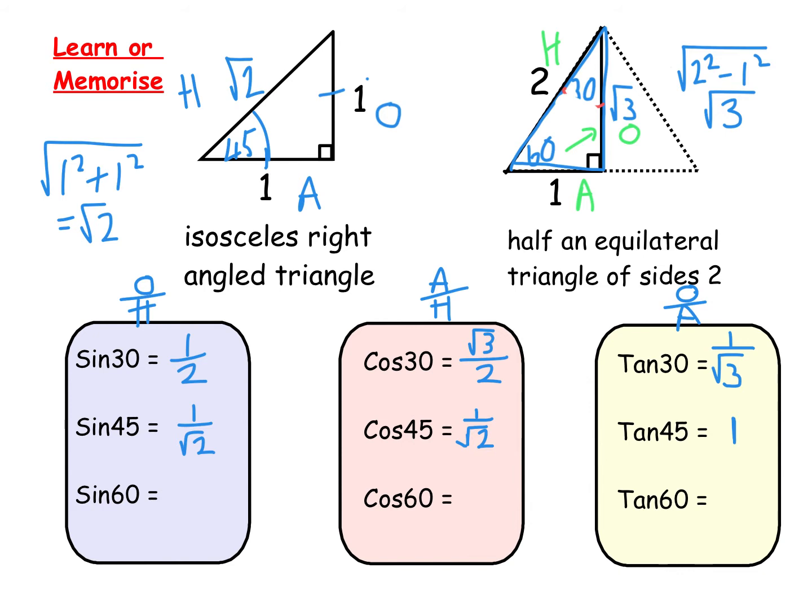So sine of 60 would be opposite over hypotenuse, so root 3 over 2. Cos of 60 would be adjacent over hypotenuse, so 1 over 2, so half. And tan of 60 would be O over A, so root 3 over 1, you don't really need the 1.